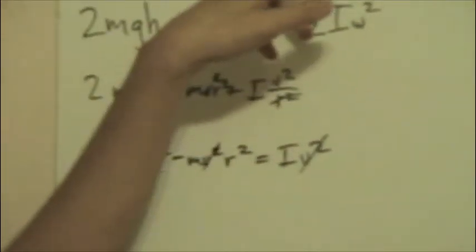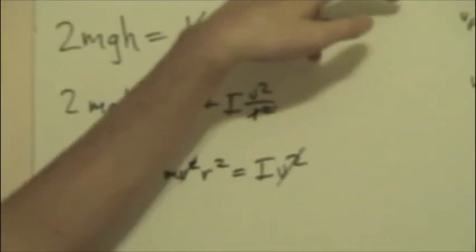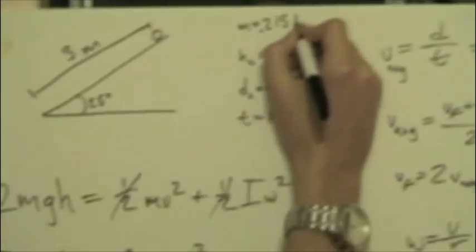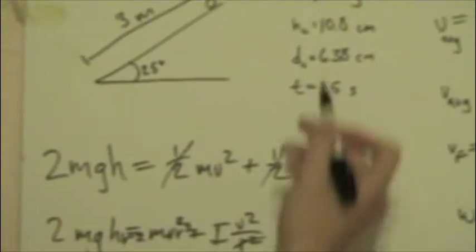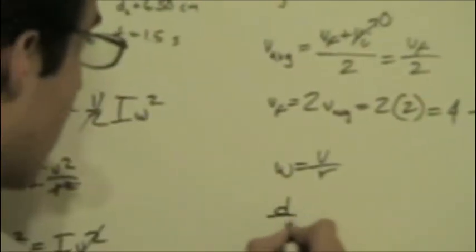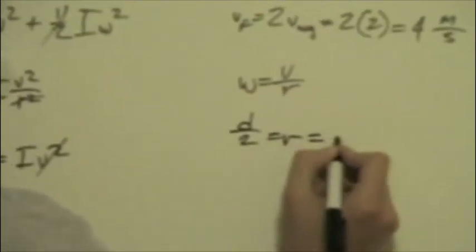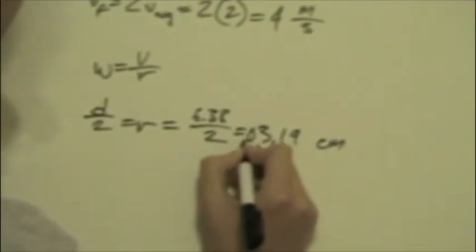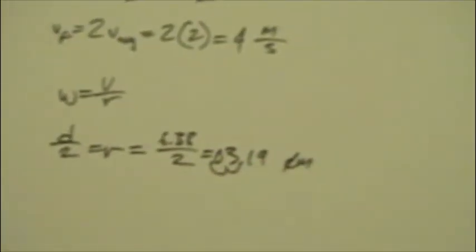The only thing we need to do is convert this from a diameter in centimeters to a radius in meters, and this from grams to kilograms. Grams to kilograms is simple. Just move the decimal point 3 places over to the left. So now 0.215 kilograms. This to centimeters, we have to slice it in half. So we know d over 2 is r. So that's going to be 6.38 over 2, which is 3.19 centimeters. Move decimal place over twice, 0.0319 meters.